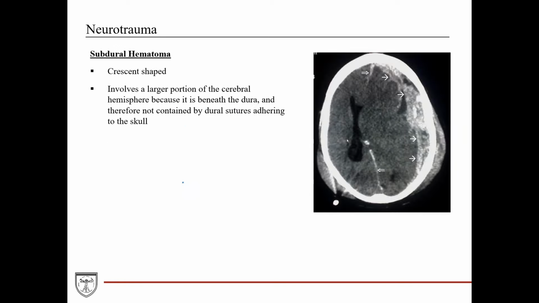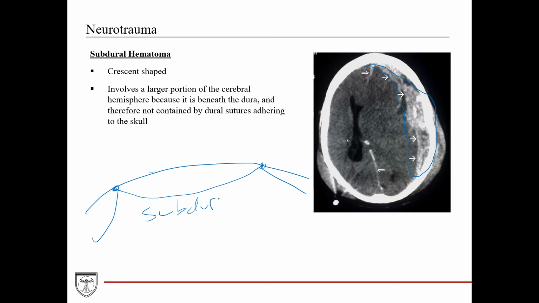Versus a subdural hematoma, which is more crescent shaped like this, as you can see on this axial CT. And this is because you're beneath the dura. So in an epidural versus a subdural, here again are those cranial sutures, and here's the dura like this. In a subdural, the blood's building up below the dura, so these sutures don't matter for a subdural hematoma. So it can spread all throughout the subdural space here. And so really the big thing on imaging is it involves a larger portion of the cerebral hemisphere, and it's not contained by those dural sutures adhering to the skull.